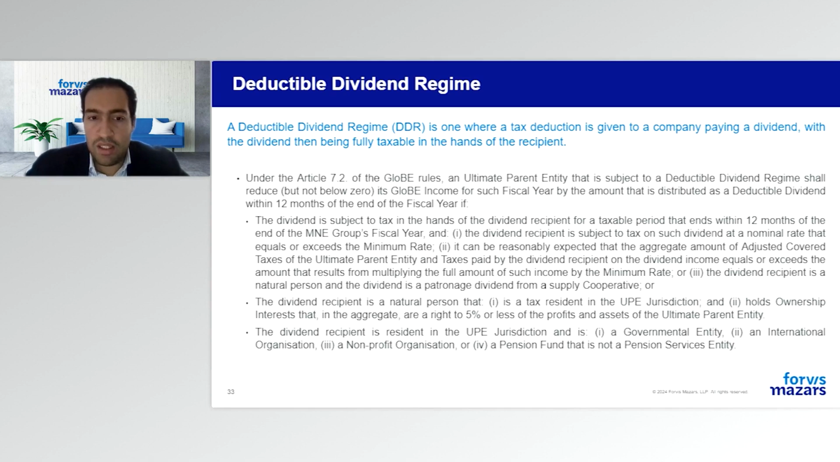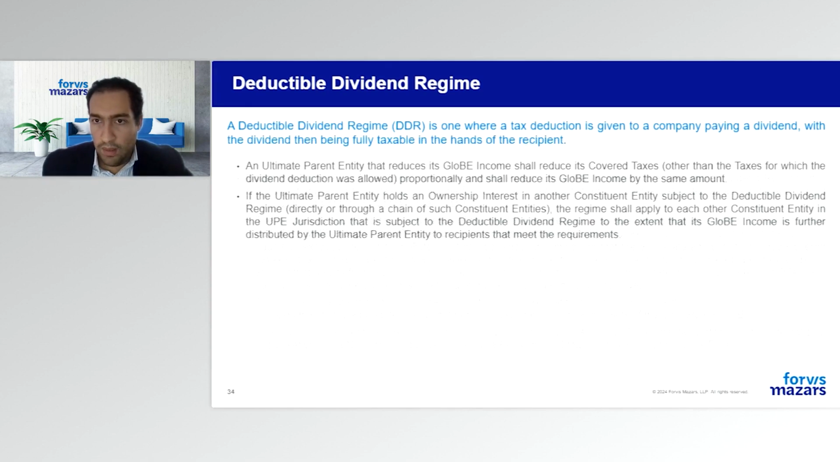Any ultimate parent entity that holds an ownership interest in another constituent entity that is subject to the same deductible dividend regime could apply that regime to its constituent entity, and basically, as long as they are located in the ultimate parent entity jurisdiction and subject to the deductible dividend regime, the recipient could take advantage of that because it pays taxes at its level. So one more thing here on the example, and I will hand over quickly to Kate.